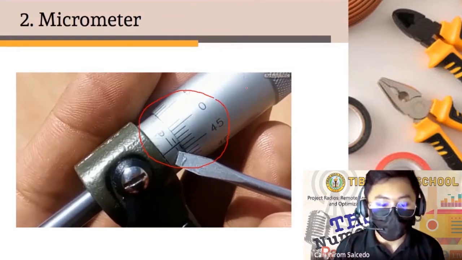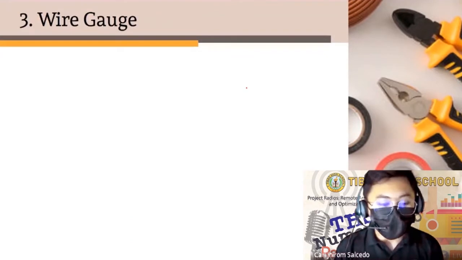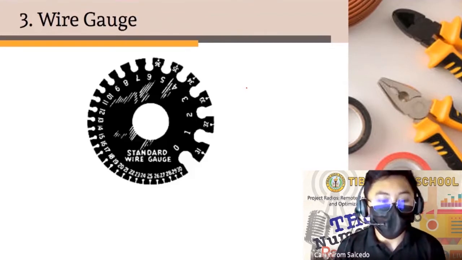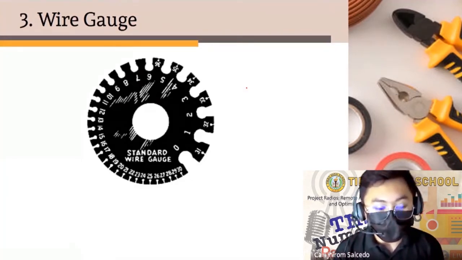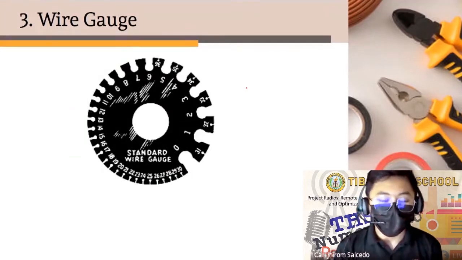Klaro ba? Great, next tayo. So third one, we have yung wire gauge. So ang tamang bigkas niyan is gauge. So ganito naman ang itsura ng isang wire gauge. May mga spaces siya sa side wherein doon mo ilalagay or idadaan yung wire na susukatan mo.